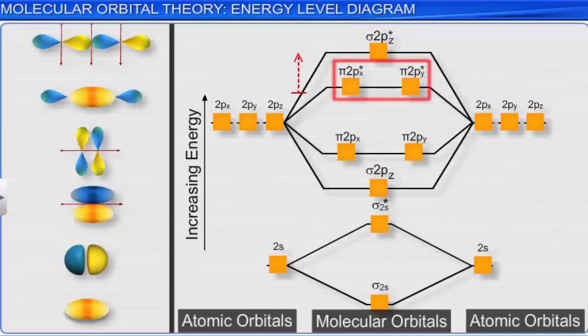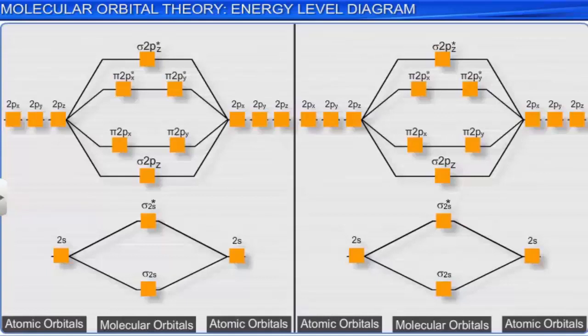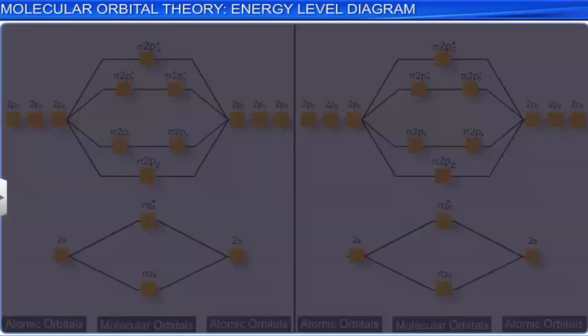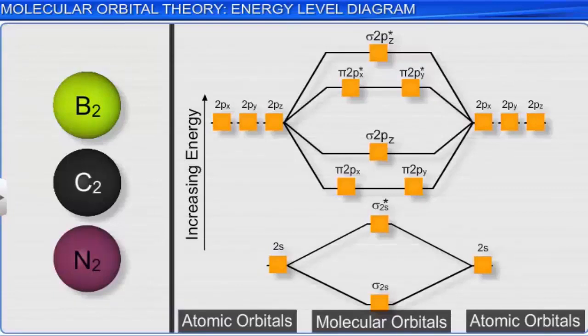While this sequence of molecular orbitals is accurate for molecules such as oxygen and fluorine, for other elements such as boron, carbon and nitrogen, the molecular orbital energy sequence is slightly different. This is because of the interaction between the electrons of the 2s atomic orbitals of one atom with the electrons of the 2pz atomic orbitals of another atom due to their relatively similar energy levels.